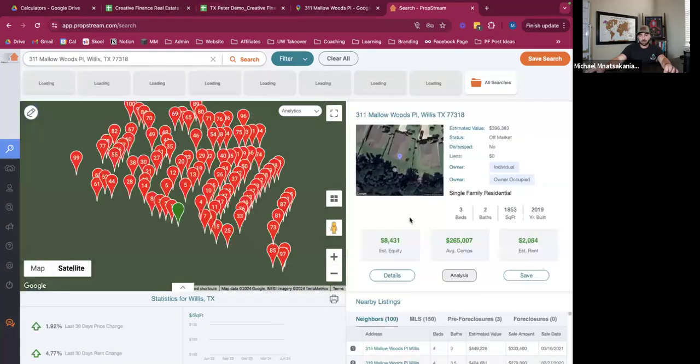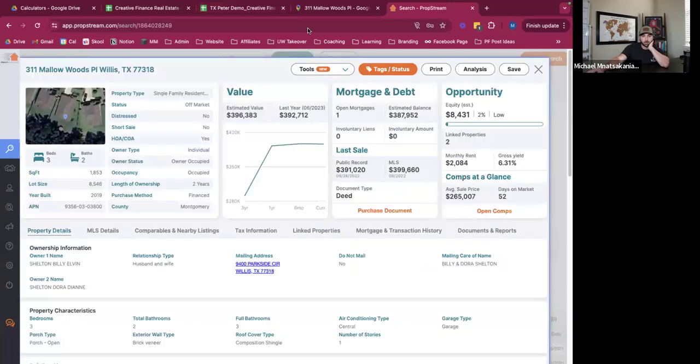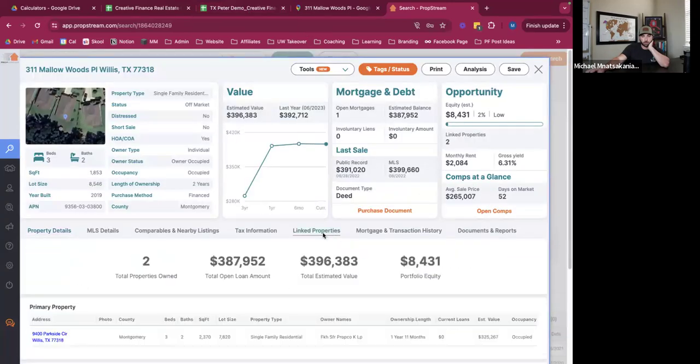What we can do is go on to Propstream. There you go, Willis, Texas. Details. Oh, so yeah, they have no equity at all, at least from what Propstream thinks. Oh, they have more properties.